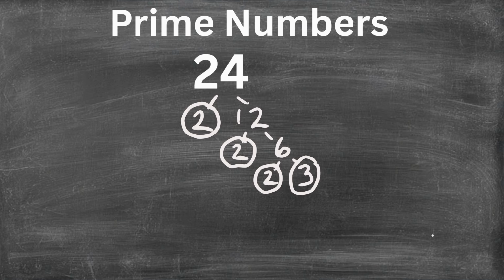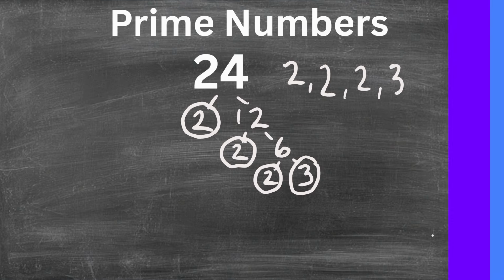And if you'll notice, we're all the way down to prime numbers. So the prime numbers for 24 are 2, 2, 2, and 3. Let's now look at 36.